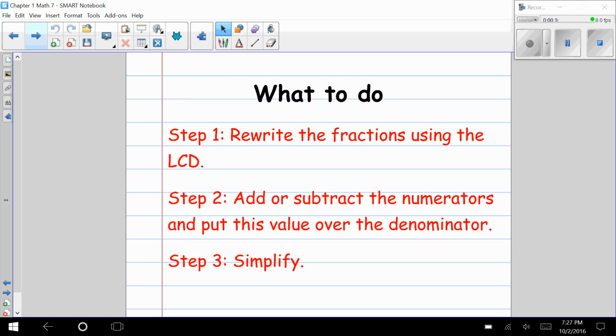So, first are our steps. Step 1 to add and subtract fractions: rewrite the fractions using the LCD. LCD stands for least common denominator, and it is the least common multiple of the two denominators. Step 2, add or subtract the numerators and put this value over the denominator. It's important to note that here the denominator does not change. Step 3, simplify.